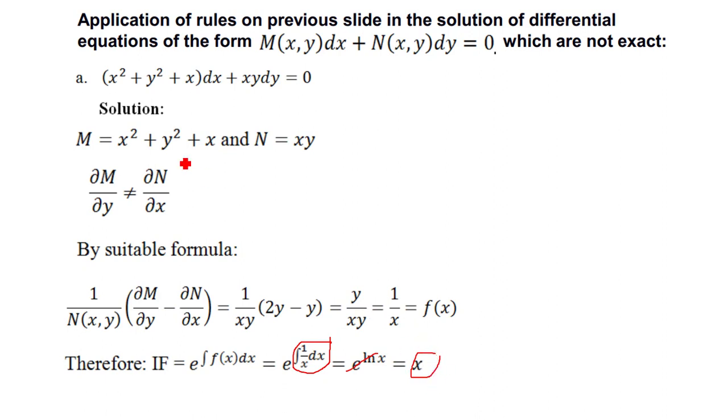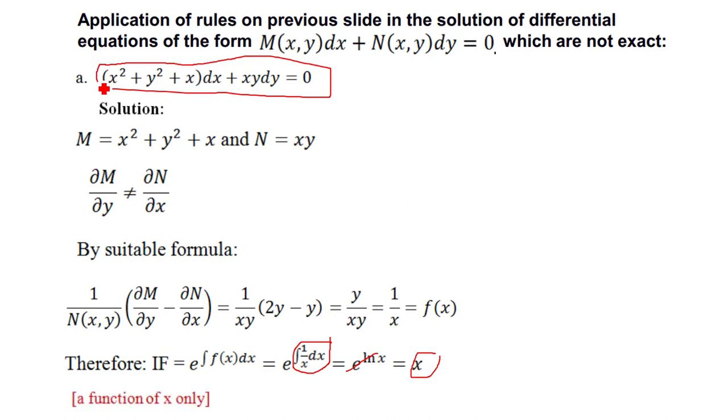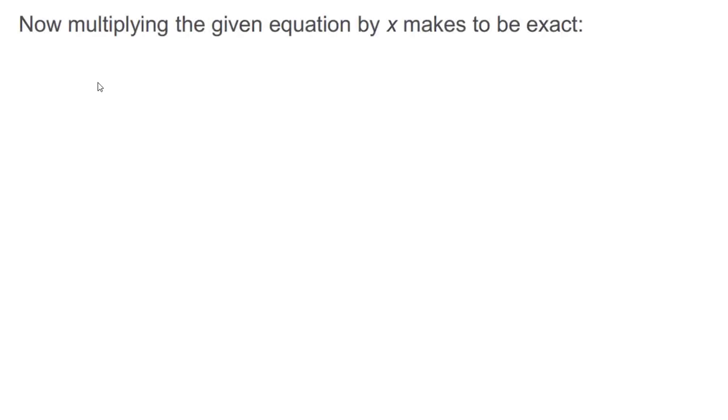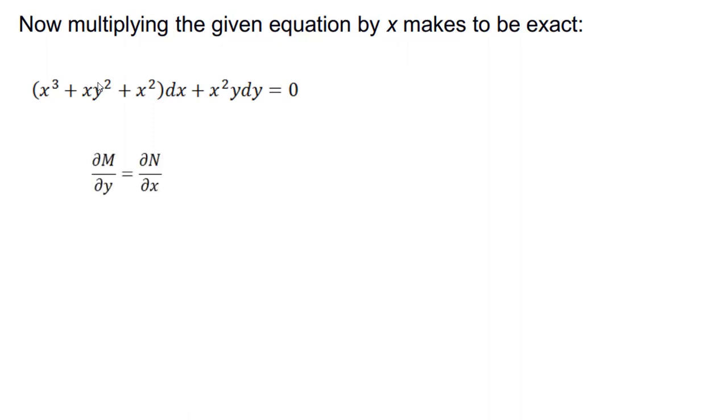So you multiply this x throughout this equation. When you multiply this x throughout this equation, you are going to get this function. So after getting that function, you can see that after differentiating the two terms here, you find the m dy and the n dx, and you're going to have same answers.